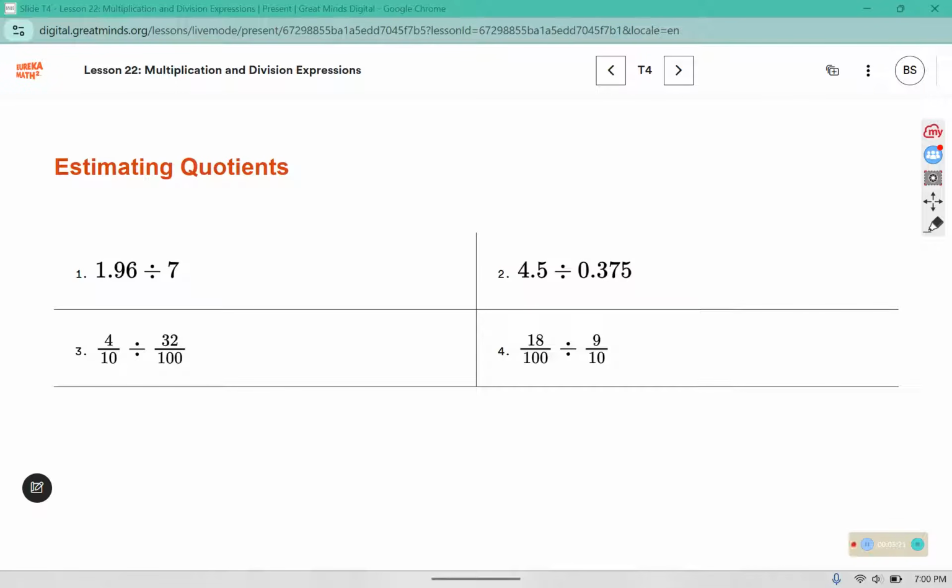Without actually evaluating these quotients or finding out the answer, can you tell which ones will be greater than 1 or less than 1? This is approximately 2 split into 7 parts. If you split 2 into 7 parts, each of those parts is going to be less than 1.